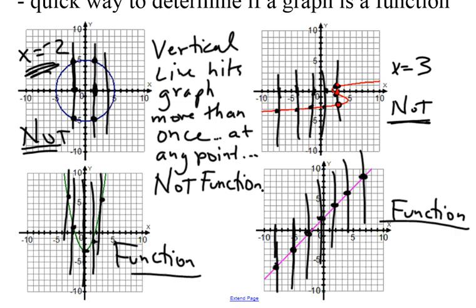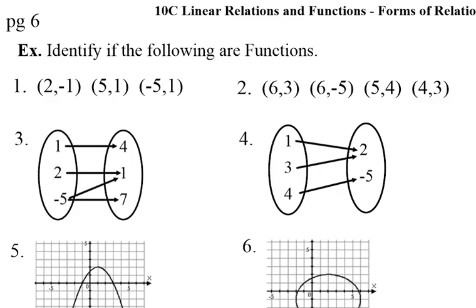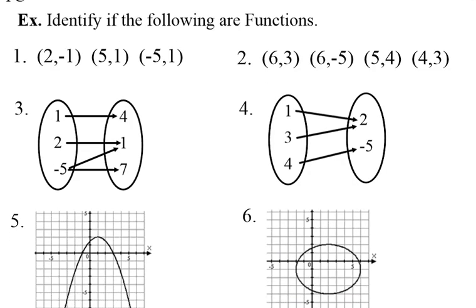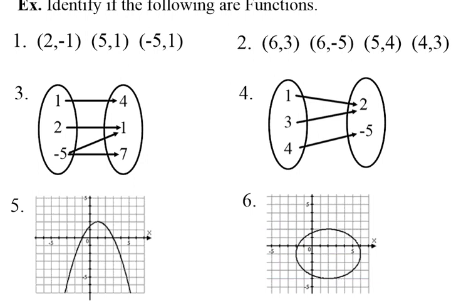So all kinds of things to think about. Very quickly, my suggestion, stop the video, give these 6 a try. Is it a function? Yes or no? Then turn the video back on and we'll do it together. So the first one, we have x values of 2, 5, and negative 5. X doesn't occur multiple times. Number 1 is a function.